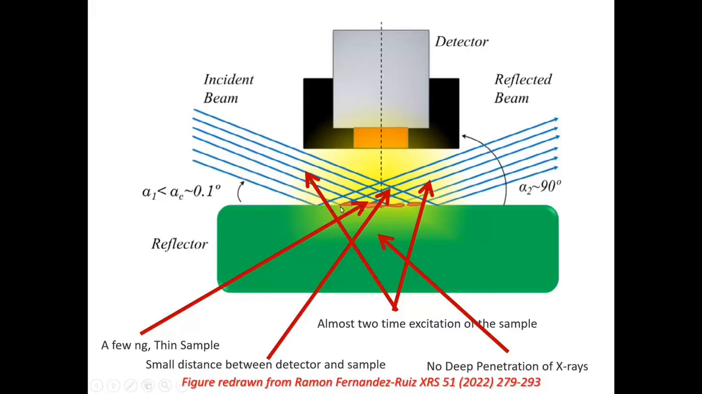After falling on the sample surface and reflector, they get totally reflected. So they don't penetrate deep inside, because of which background scattering is less and the background is less. Again, when this angle is very small, around 0.1 to 1 degree, and the reflected beam also goes at the same angle, the detector can come very close to the sample. Again, the incoming X-ray beam excites the sample and the totally reflected beam excites the sample. So all these features make the detection limit better.